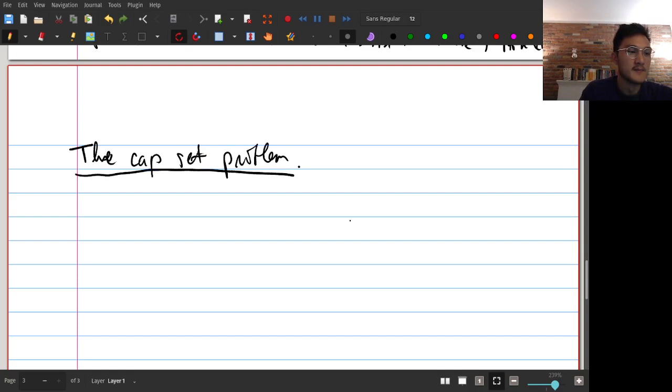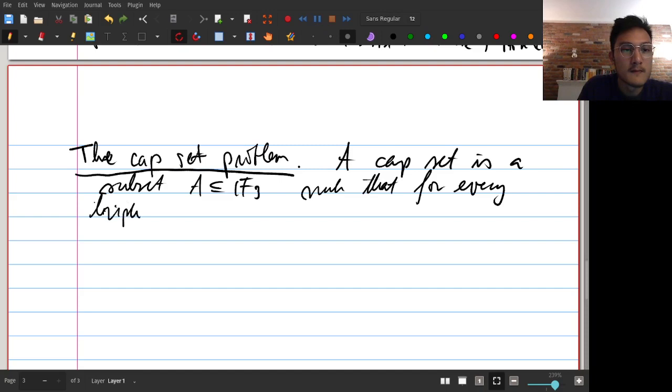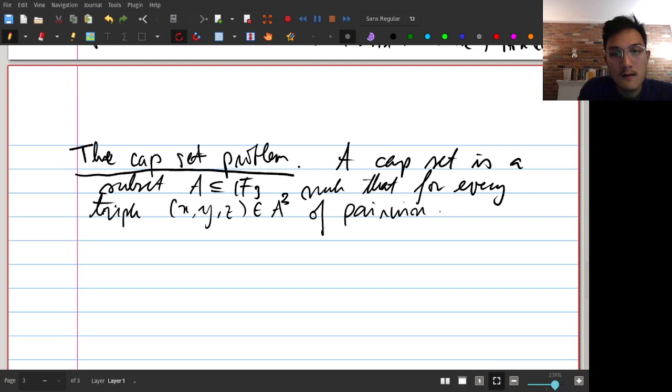So I used to study the cap set problem. So what is a cap set? A cap set is a subset of the field on three elements, F3 to the n, such that for every triple x, y, z in the cube of pairwise distinct elements, x plus y plus z is not equal to 0.